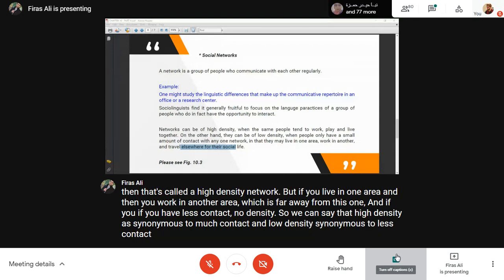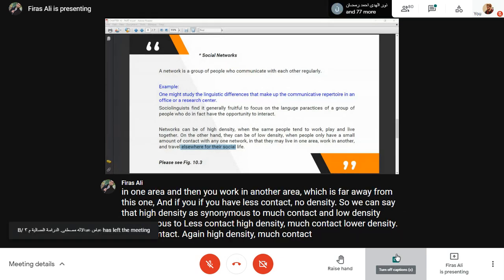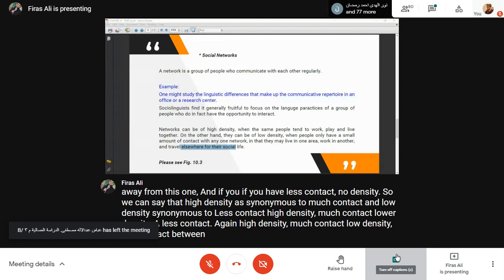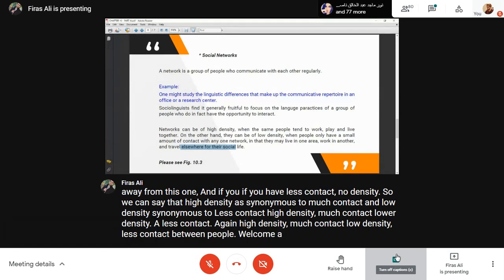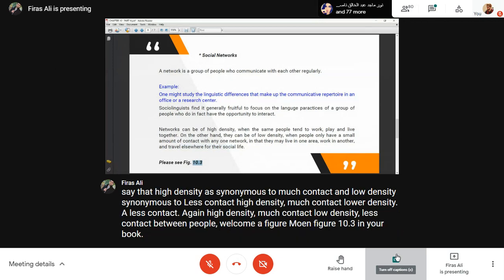High density, much contact. Low density, less contact. Again, high density, much contact. Low density, less contact between people. There is an important figure, figure 10.3 in your book. You need to check it out. It explains the difference between a high density and a low density network.